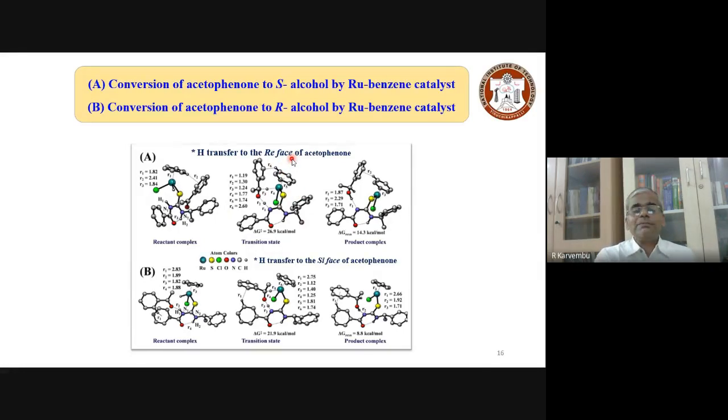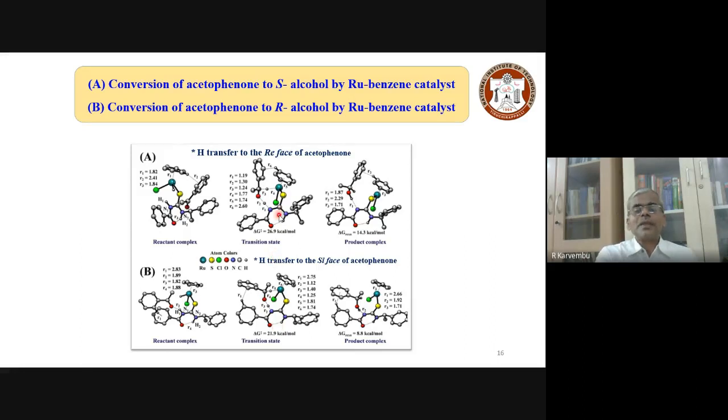That is, if there is a re-face interaction between the transition state and substrate, that would yield the S enantiomer as the product. And there is another interaction that is called a si-face interaction. If there is a si-face interaction, that would yield the R enantiomer of the product. What is the difference between re-face and si-face?